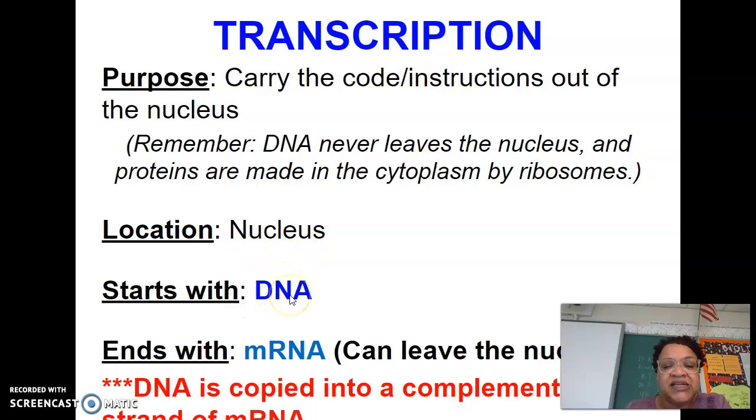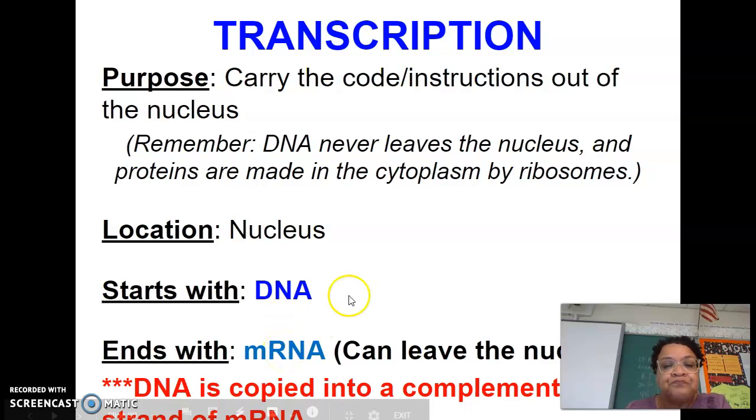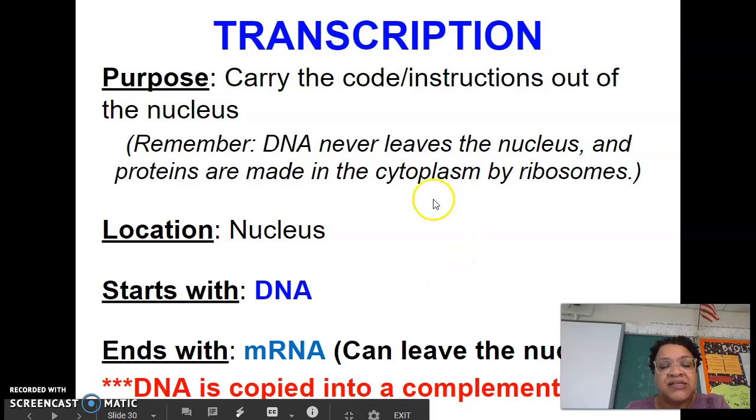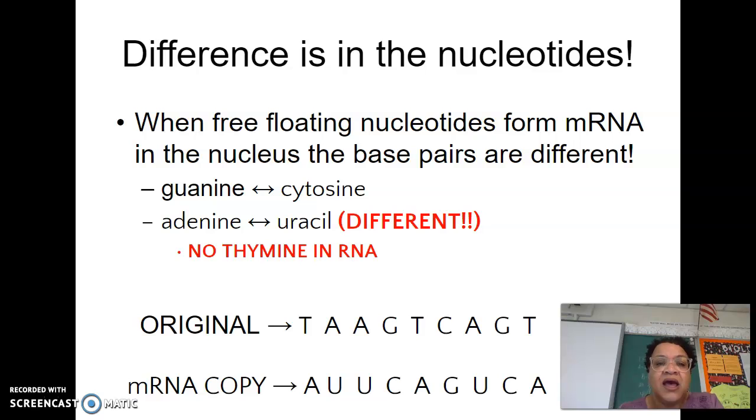Transcription starts with DNA and it ends with messenger RNA, but it's only the process that takes place in the nucleus. And there, DNA is copied into a complementary strand of messenger RNA. When free-floating nucleotides form the messenger RNA in the nucleus, the base pairs are different.